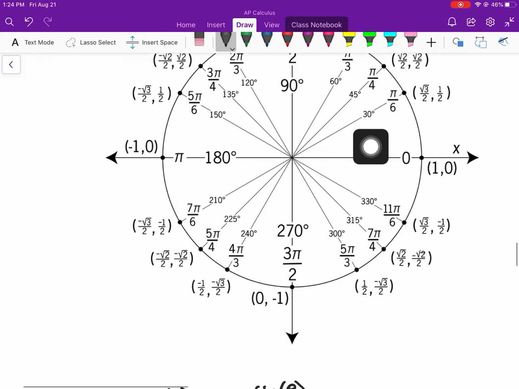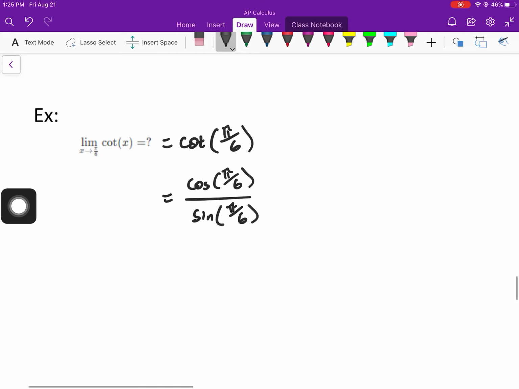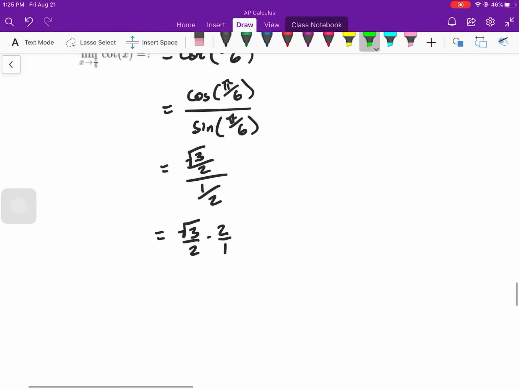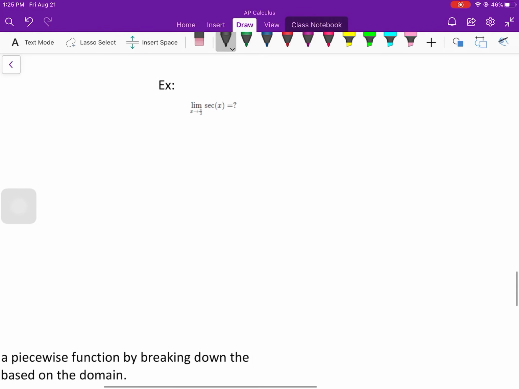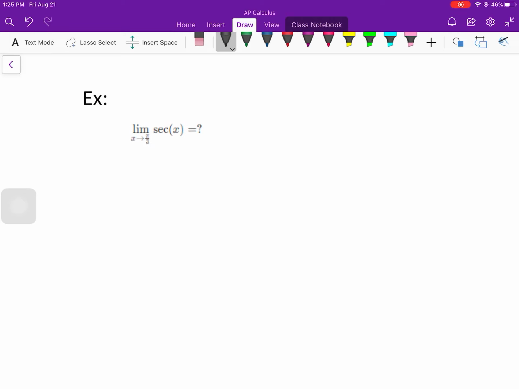So cosine is the square root of 3 over 2. Makes sense. It's close to the x-axis, so the x value is square root of 3 over 2. And the sine is 1/2. Flip and multiply. So I'm just flipping this 1/2, and the 2's cancel, and you're left with the square root of 3. And then secant, same idea: just remember secant is 1 over cosine, or just flipping the cosine value.